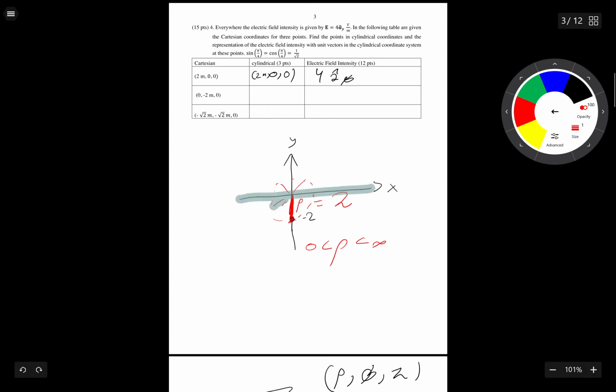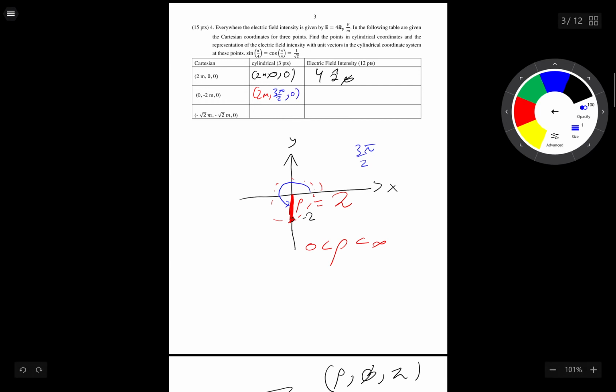But for our point, okay, so for our point we have rho equals 2. So we can write that down over here. Now for our phi. So phi is going to be from our x to our point, where our point lies. So our point lies over here. We can see the angle that it's making is 3 pi over 2 or 270 degrees. Let's write 3 pi over 2 over here. And that's our phi value, and the z value is going to be the same.